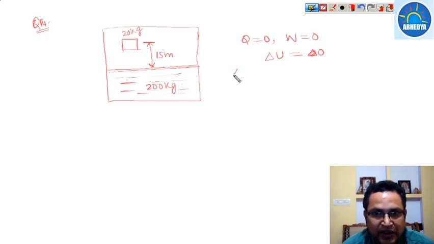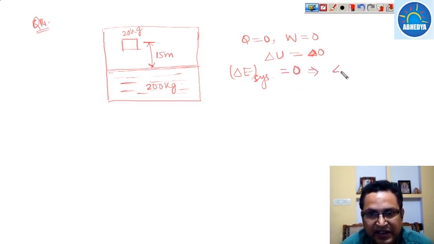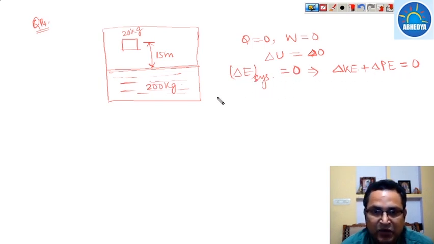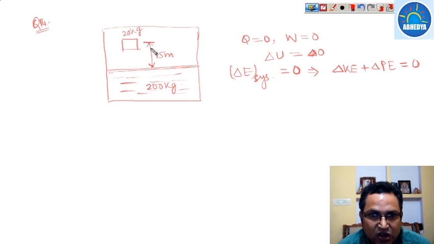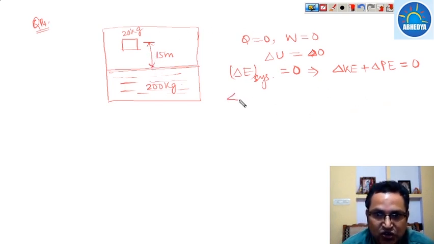So delta E of system will be 0, means change in kinetic and change in potential energy must be equal to 0, because delta E is 0. And once it drops 15 meters of height, there is a change in potential energy. Potential energy is decreasing, it means kinetic energy will increase. So change in kinetic energy is equal to minus delta PE.